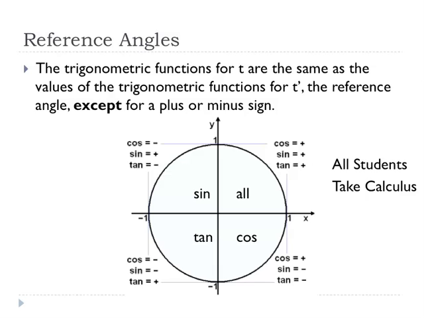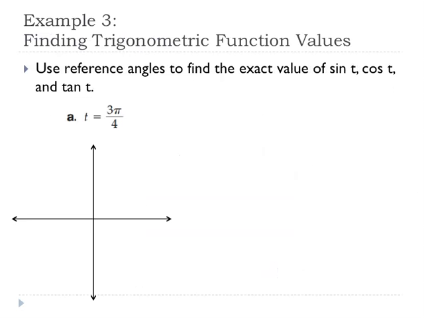Okay, so in the first quadrant, all are positive. Second quadrant, only sine is positive. In the third quadrant, only tangent. And in the fourth quadrant, only cosine. So how does that help us determine what the actual values are? Well, let's look at this example.